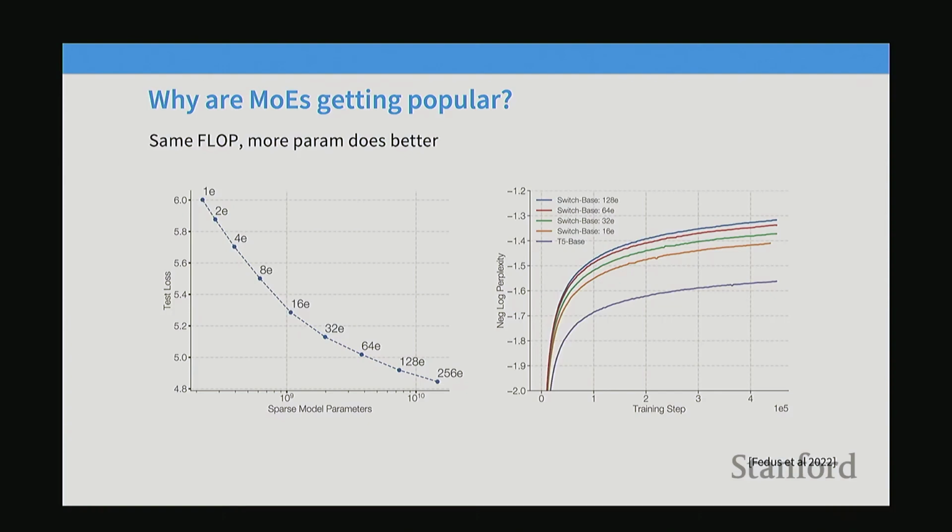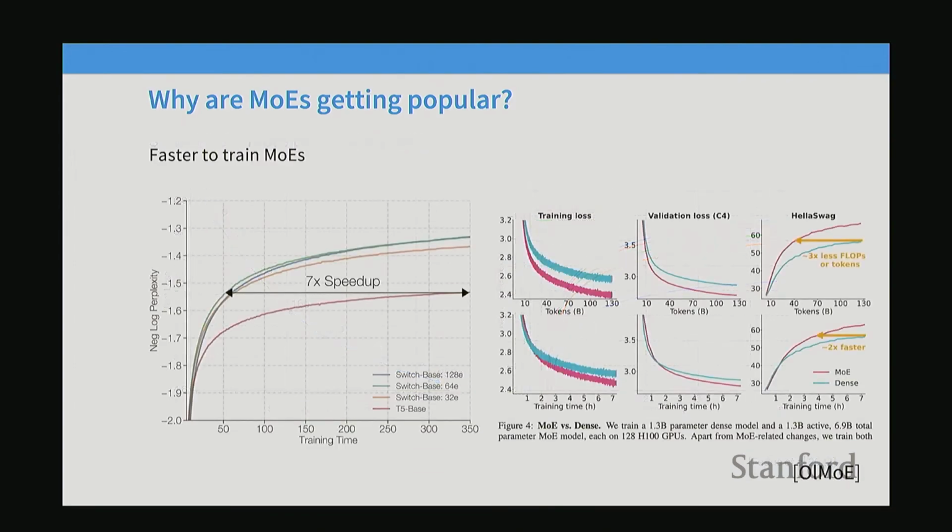As you train for longer and longer, the switch base with 128 experts, right? The model with more experts gets better perplexity faster. So hopefully that is quite clear. You might say, well, this is a 2022 paper. Is this true on modern architectures, on modern scales? It continues to very much be true.